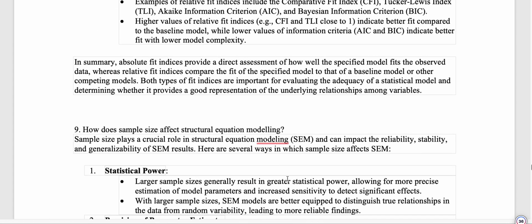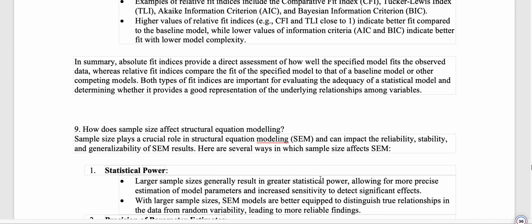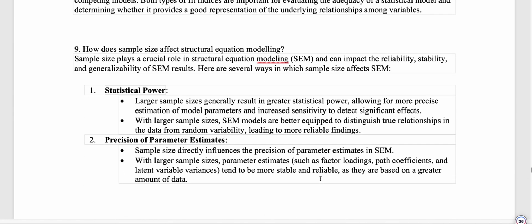In summary, absolute fit indices provide a direct assessment of how well the specified model fits the observed data, whereas relative fit indices compare the fit of the specified model to that of the baseline model or other competing models. Both types of fit indices are important for evaluating the adequacy of the statistical model and determining whether it provides a good representation of the underlying relationships among the variables.